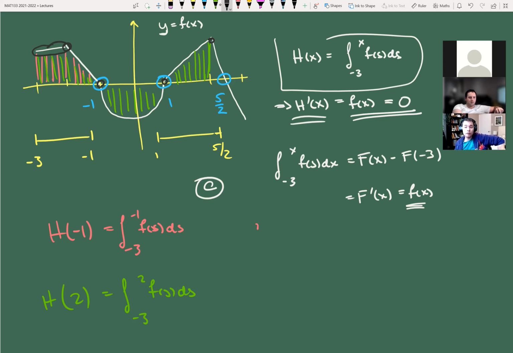The question asked, what are the critical points of capital H? And capital H is the integral function. So if we use the fundamental theorem of calculus, the critical points are those blue things, right? They're wherever the function is equal to 0, i.e. the critical points of the integral are the same thing as the roots of the integrand. Oh yeah, you're right, thank you. X equals 0 is also a critical point of the original function. Thank you, Owen.